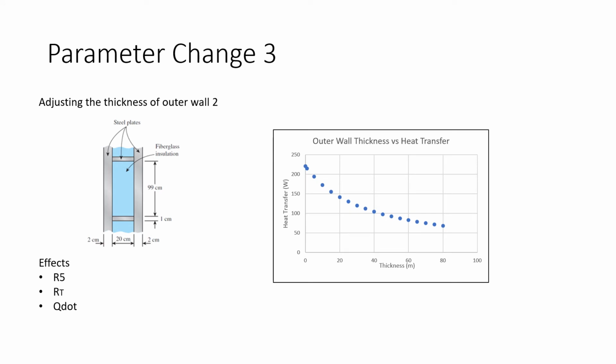Finally, the third parameter I changed was adjusting the thickness of outer wall 2. That would be this right here, just this thickness, which changed the resistance of R5, which changed our total resistance and our Q dot. So as we increase the thickness of outer wall 2, you can see the trend where the heat transfer decreases.